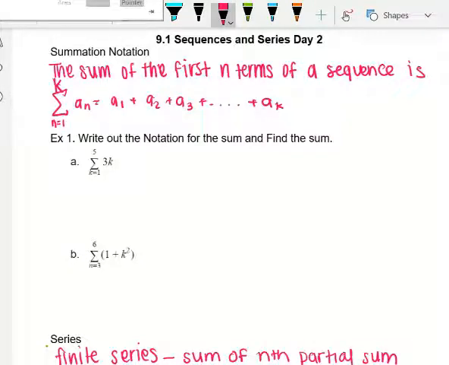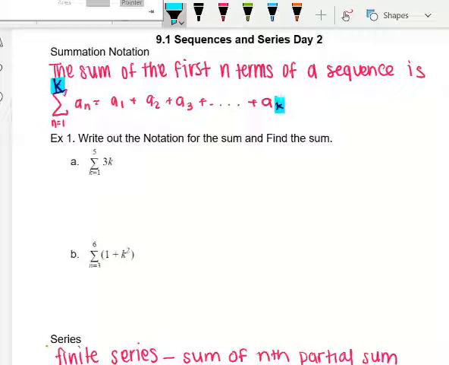Alright, so this is 9.1 sequences and series, day 1. We're going to talk about summation notation. So that's the sum of the first n terms of a sequence, the series from n equals 1 to k of a_n, and that's going to be equal to the first term plus the second term plus the third term plus all the way up to that kth term. So that's where the k comes from. It's because it's the last term.